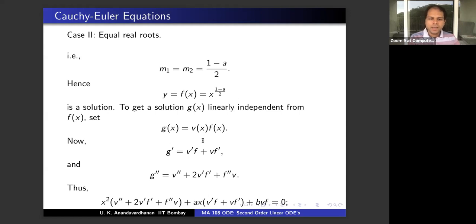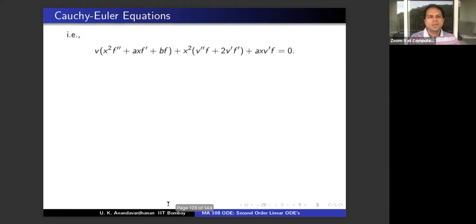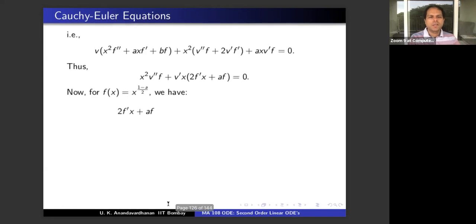Is there a mistake here? Should it be v double prime f? No, this is correct. There's no typo here. And you could have applied the formula also. So you got something, f(x) is this, so substitute.